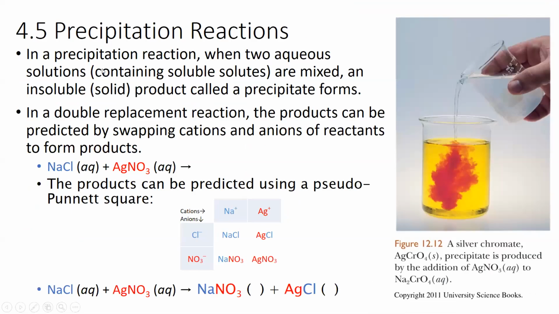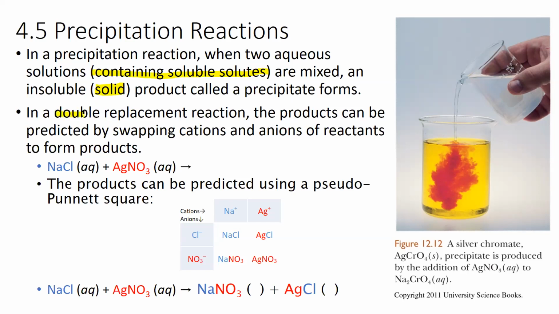So the first type, precipitation reaction. Two aqueous solutions, and the key here, and this is really important for us, is containing soluble salts. So I'm going to highlight that because that's really important. In that initial reaction, those soluble salts, right, they're both aqueous, right? So you have two aqueous reactants and you mix them together and you get a solid product as one of your products.